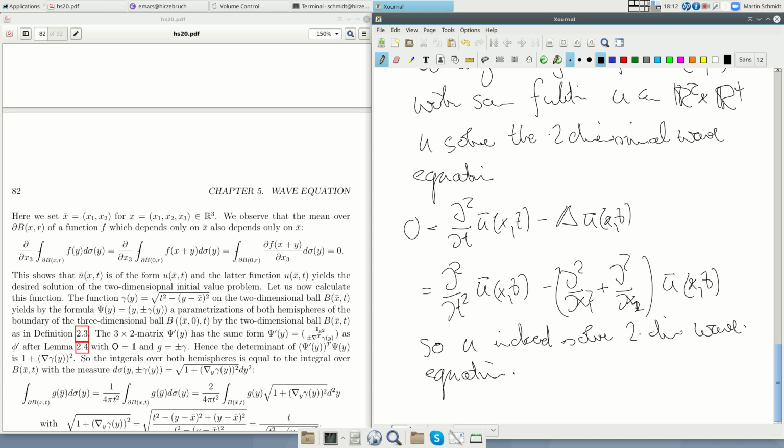Now, how to calculate? This is quite easy. We may evaluate how to define this function.